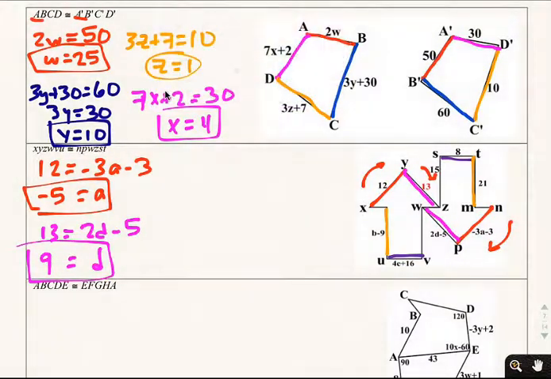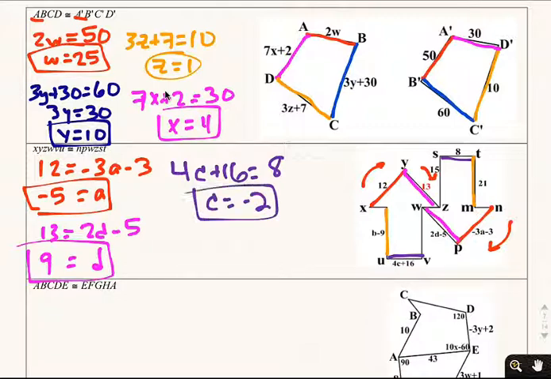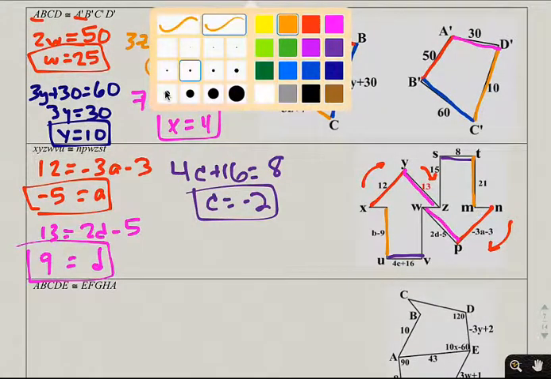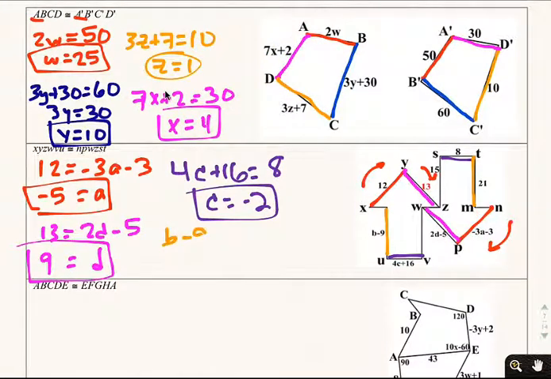Let's see, deep purple. So we have 4c plus 16 is the same as 8. So let's see, that'd be c is equal to negative 2. And then orange, b minus 9 is the same as 21. So b is going to equal 30.